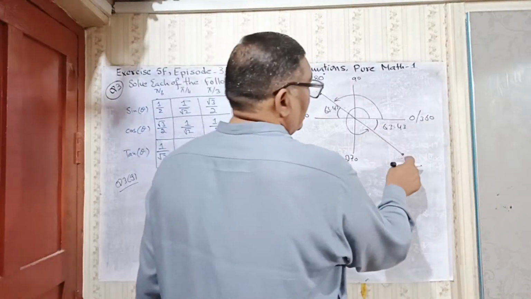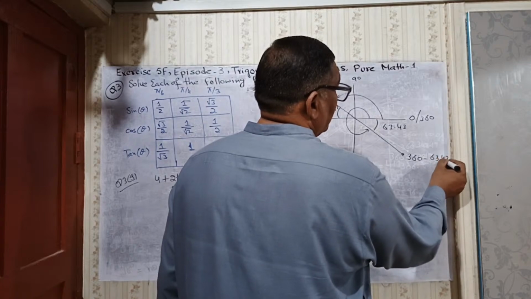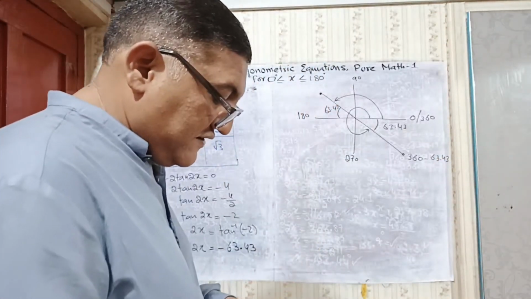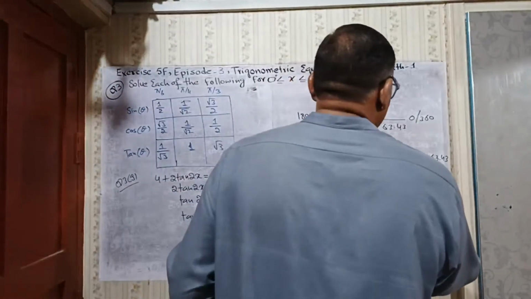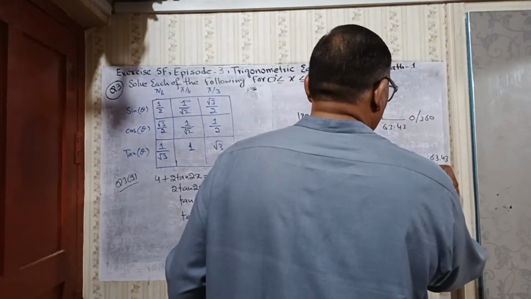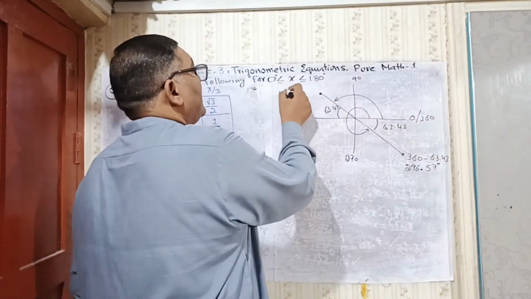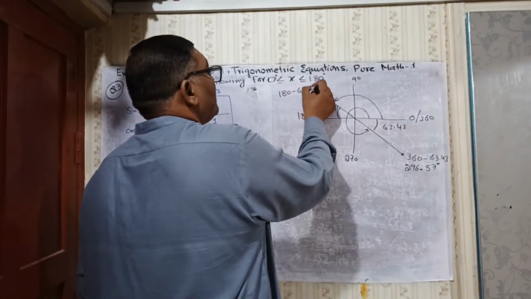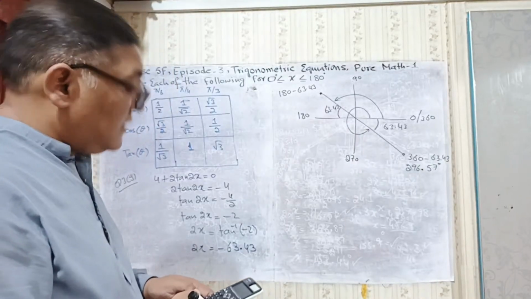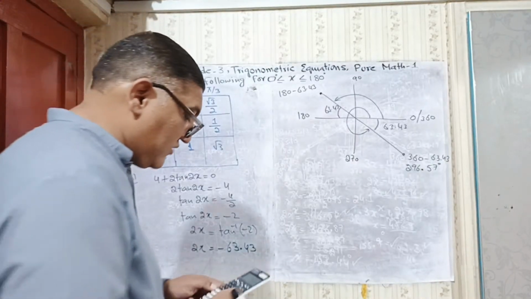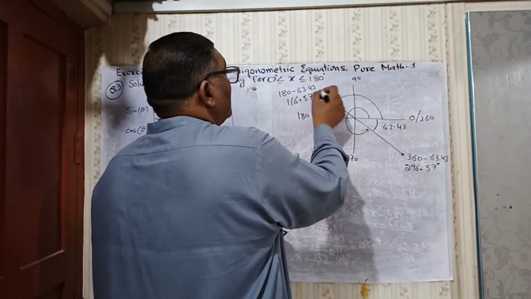So this angle is in the fourth quadrant, 360 minus 63.43. So that will be 360 minus 63.43, and that is equal to 296.57 degrees. Okay. How much is this angle? This angle will be basically 180 minus 63.43, and that will be 116.57. Okay, now I got this angle.